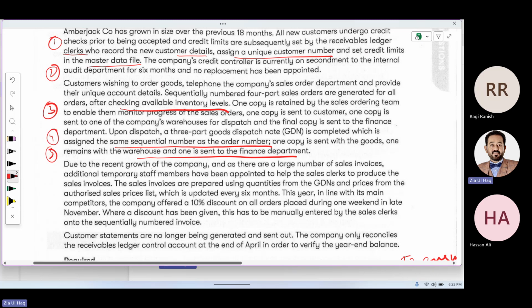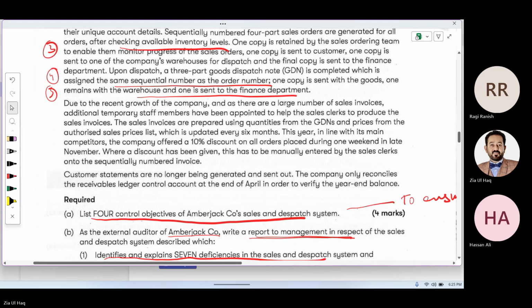Two issues here. One, sequential number, and second, no signature of customer on GDN. Due to the recent growth of the company, and as there are a large number of sale invoices, additional temporary staff members have been appointed to help the sale clerk to produce the sale invoices.